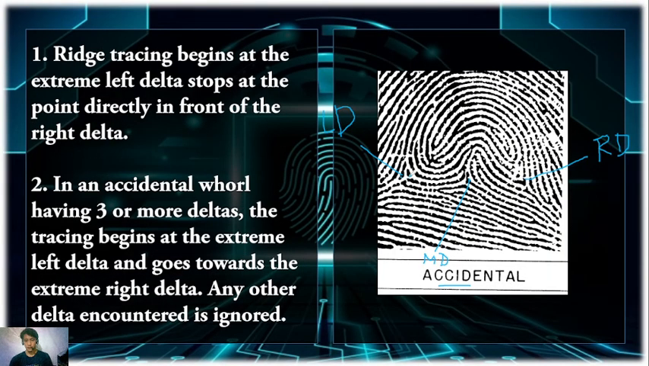Okay, so we are going to start here, going to the rightmost part. And then with that, we are going to end at the point wherein it is near already with the right delta. So this is where we are going to have here the ridge counting. Okay, this is how we are going to trace the accidental whirl.